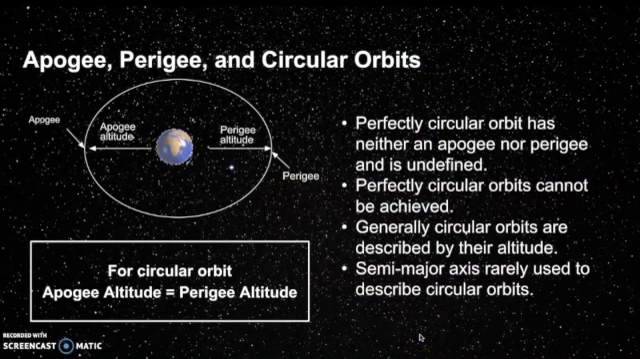So perfectly circular orbits don't have apogee or perigee. Those remain undefined. If we have a perfectly circular orbit, then there is no apogee or perigee because everything is equidistant from the center. Realistically though, perfectly circular orbits can't be achieved. It's just not feasible. Generally, circular orbits are described by their altitude, and the semi-major axis rarely is used to describe circular orbits. So for something that is really close to a circular orbit, we're not going to have apogee or perigee, and we simply describe them with their altitude.